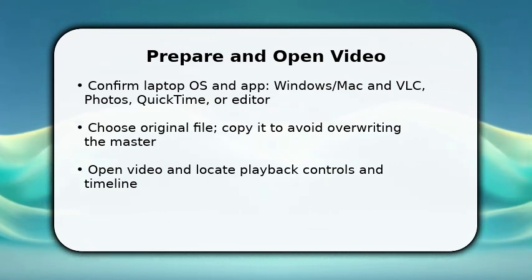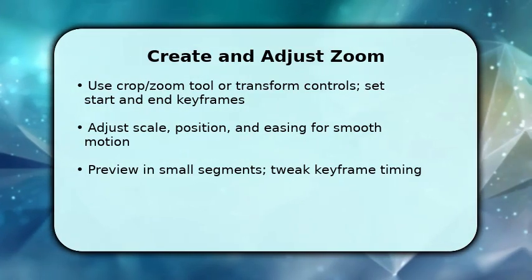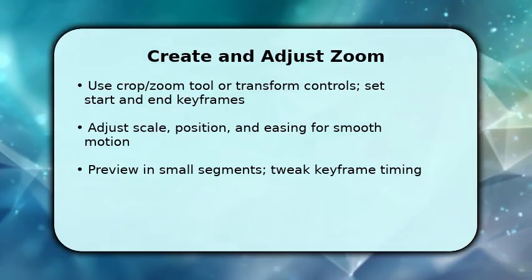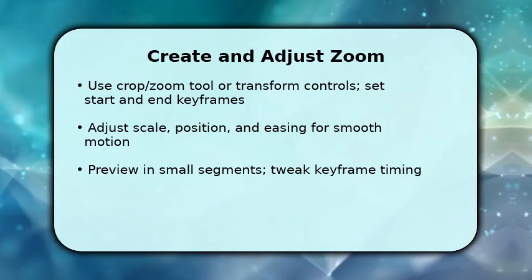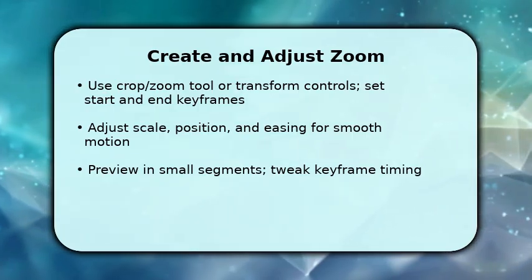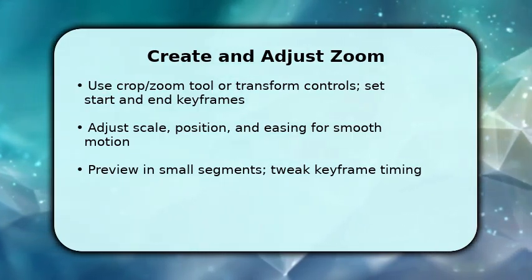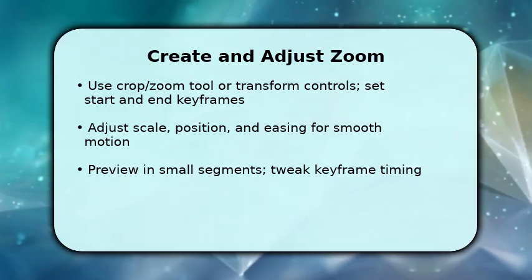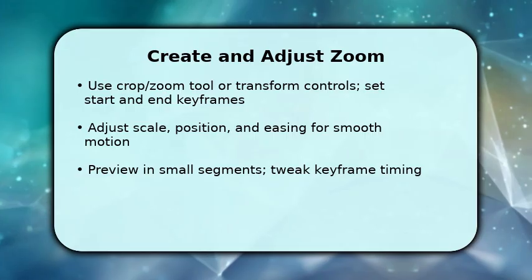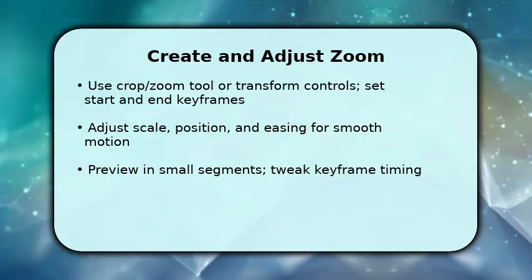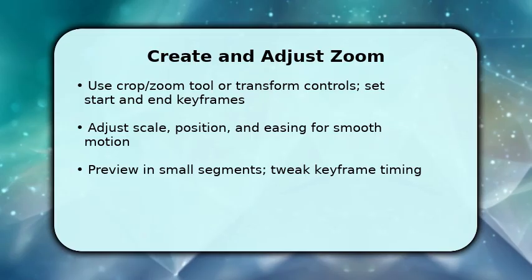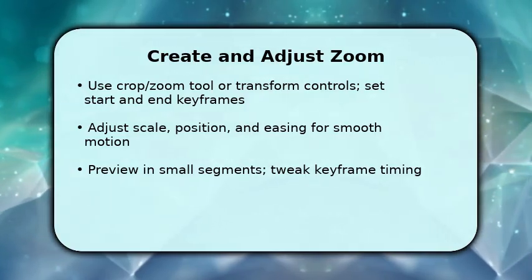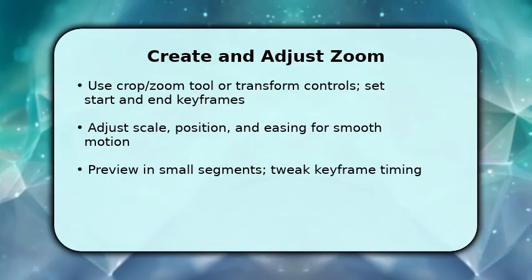You will now apply the zoom by using the crop or transform tool and adding start and end keyframes on the timeline. Once done, increase scale to the desired percentage and reposition the frame so the subject stays centered. Make sure to use easing or smooth interpolation to avoid jarring motion. Preview short segments repeatedly and adjust keyframe spacing for speed. If your app supports motion blur, enable it lightly to make the zoom feel natural while watching at full resolution.